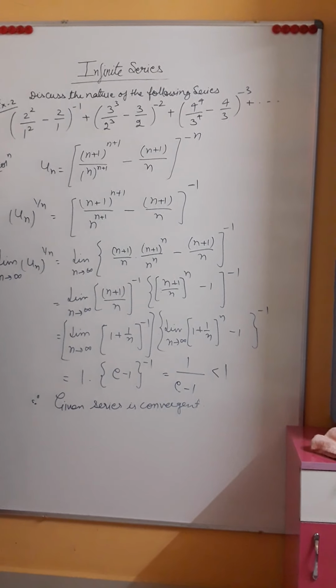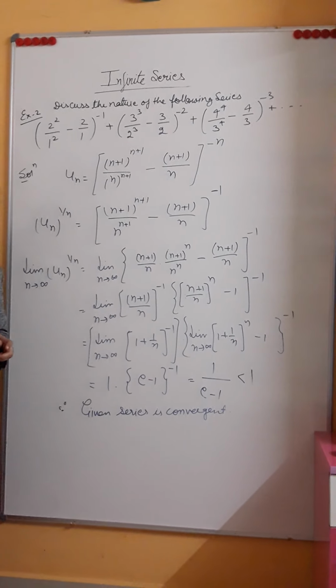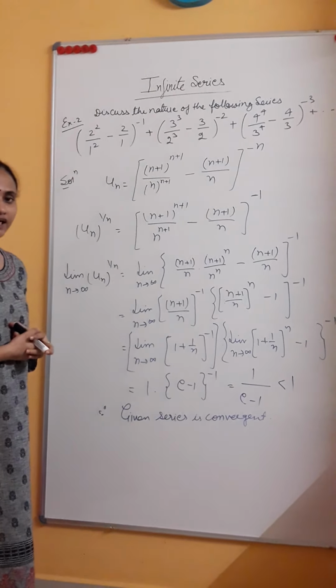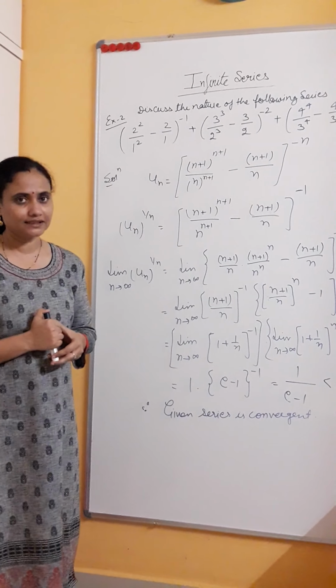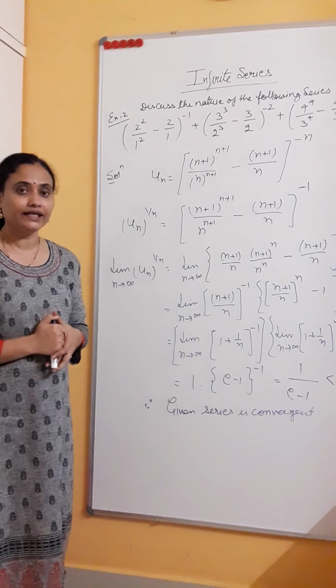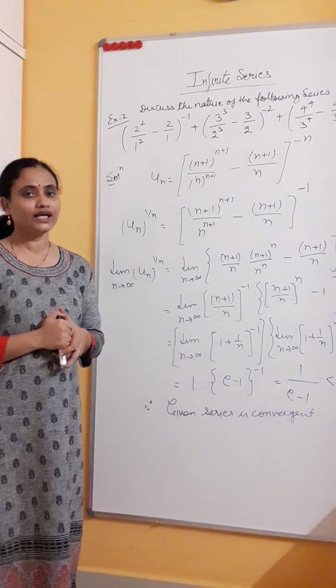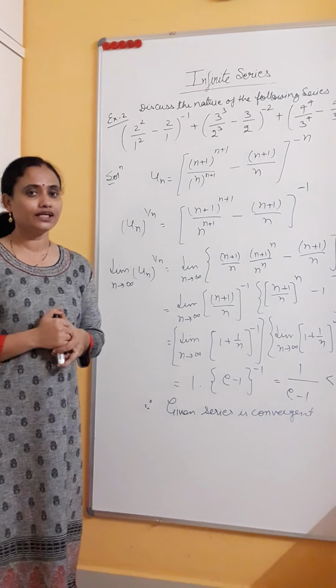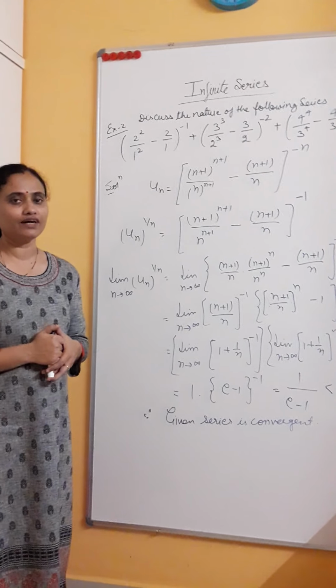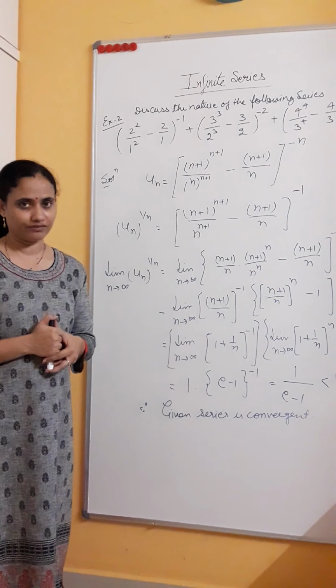So we have seen that in the Cauchy root test we have to find out the nth term and we have to take the nth root, that means power 1 by n, and based on that we can conclude whether the series is convergent or divergent. In D'Alembert's ratio test we have to take the ratio of the n plus 1th term and the nth term, and after applying the limit we have to see whether the series is convergent or divergent.